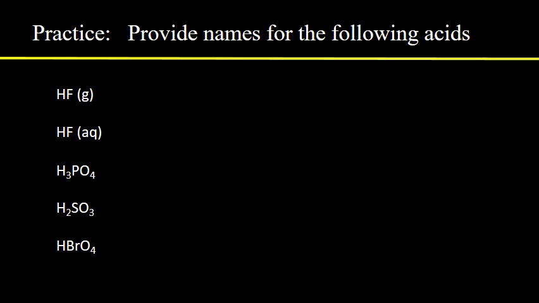All right, for the first one, we've got HF, and this is just two elements. So it's a binary acid. And for a binary acid, we have to be concerned with the state. Remember, the gases and the aqueous solutions are named differently. Since this is in the gas phase, we name it following the rules kind of as if it was an ionic compound. So we call this hydrogen fluoride.